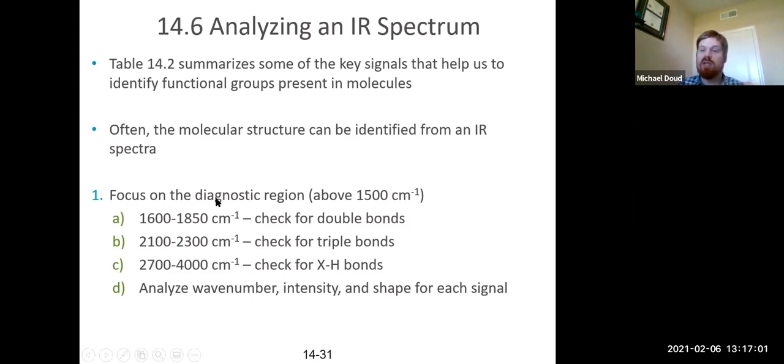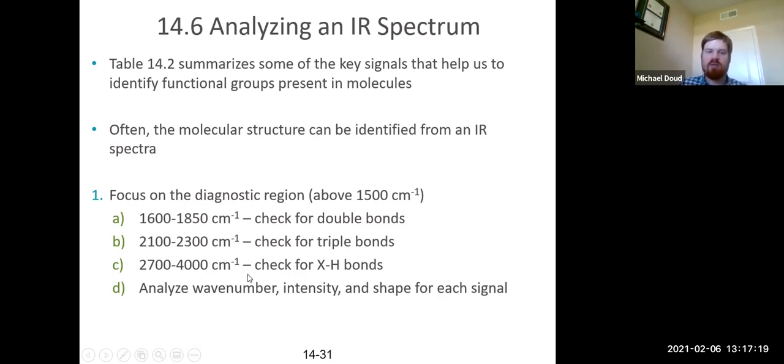But we're going to focus on the diagnostic region. There's zone 1, which is 1600 to 1850 wave numbers. That's where we see the double bonds. 2100 to 2300 wave numbers, that's where we see triple bonds. 2700 to 4000 wave numbers, that's where we're going to find bonds to hydrogen.